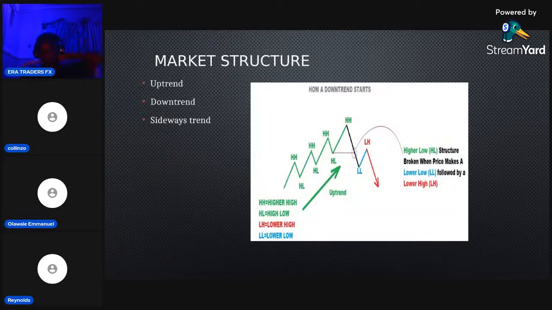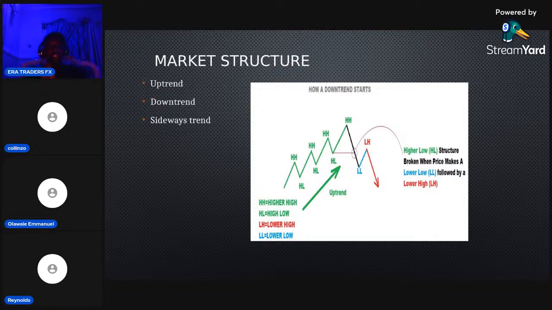All right. So going to the main thing for tonight's class is market structure. Market structure basically is the way the market moves. The way the market is moving up and down, that is market structure. The market moves in three ways. It's either moving up, down, or sideways. And these things are called trends. When the market is going up, it's called an uptrend. When the market is coming down, it's called a downtrend.